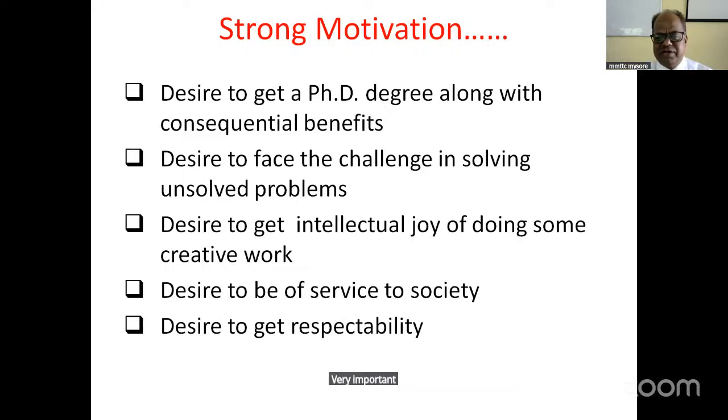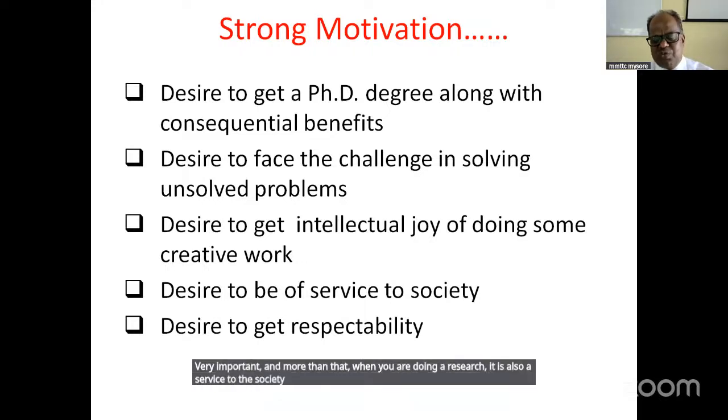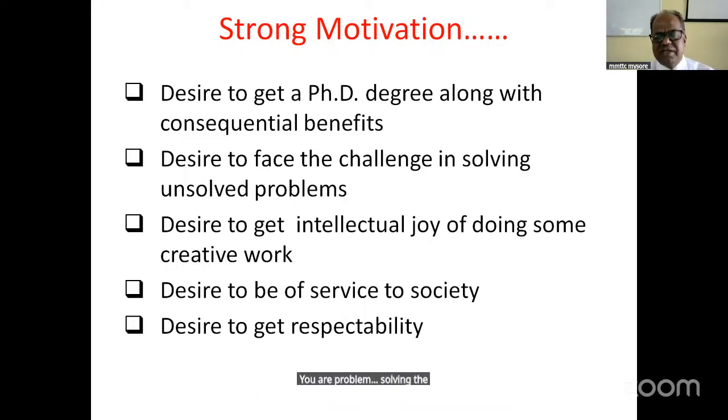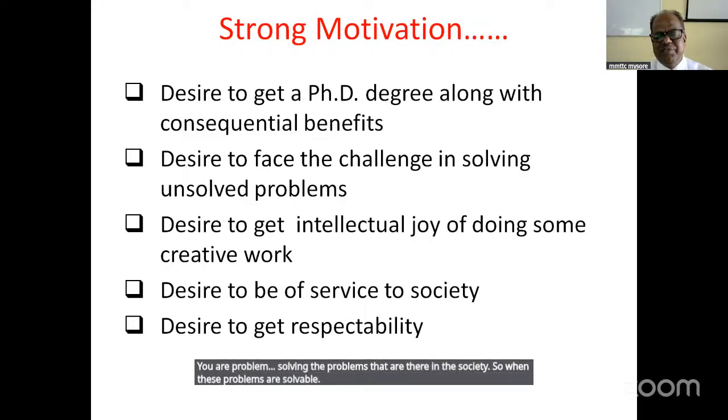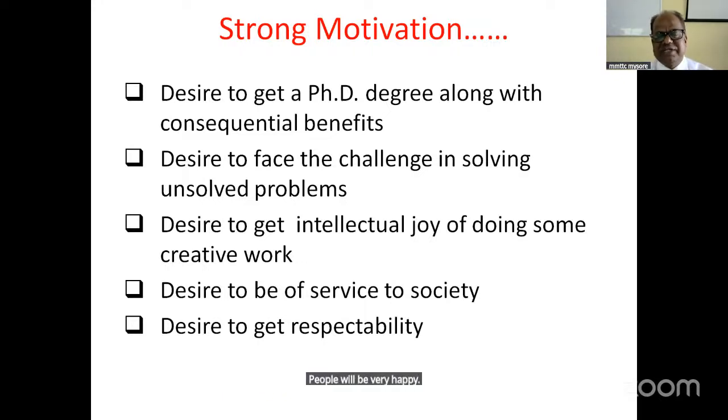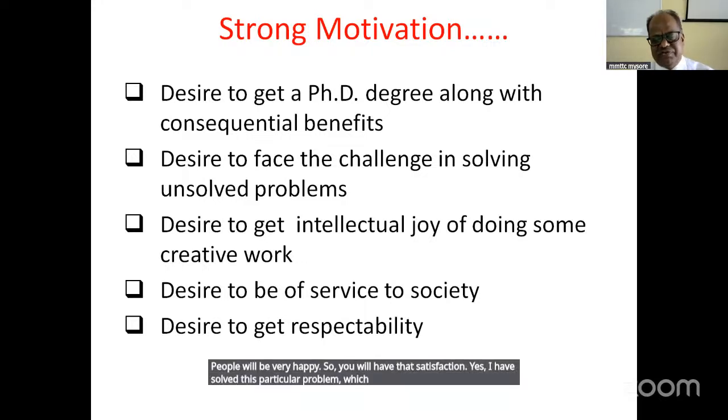And more than that, when you are doing research, it is also a service to the society, because after all, you are working on the problems which you have taken from the society. You are solving the problems that are there in the society. So when these problems are solved, people will be very happy, and you will have that satisfaction: yes, I have solved this particular problem which has been there for the last 50 years.